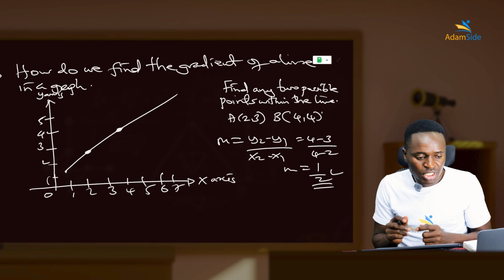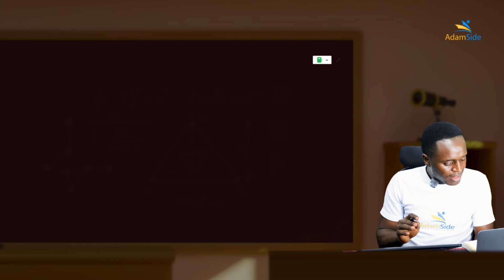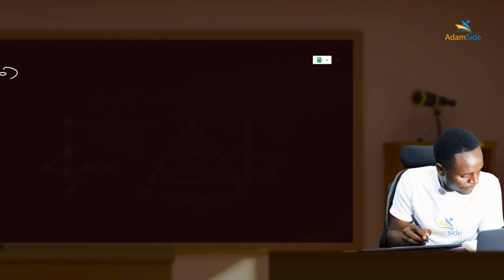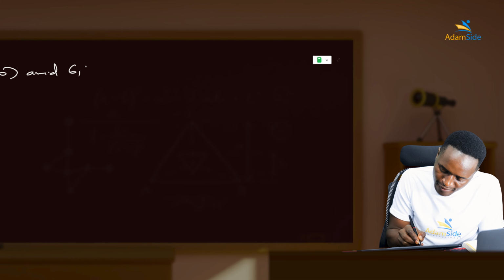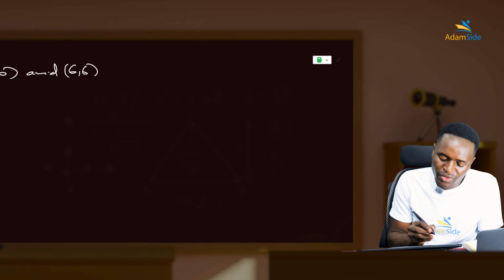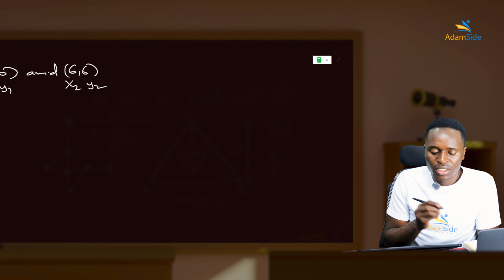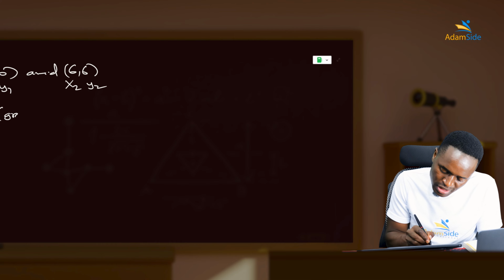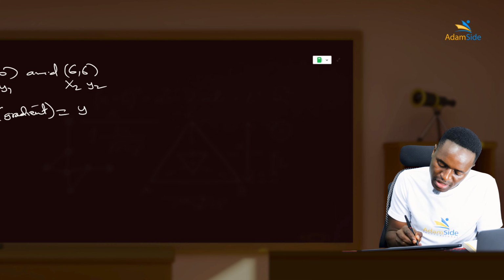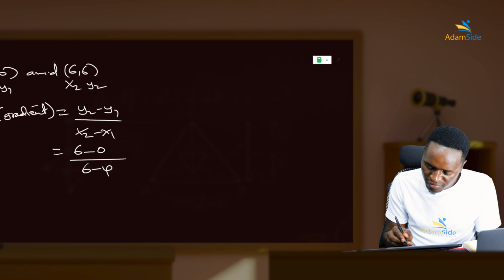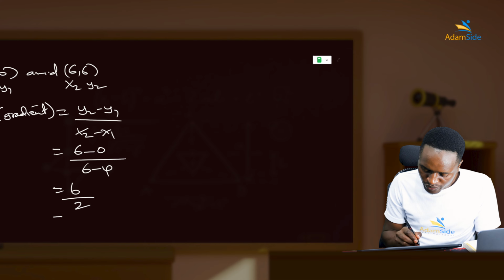I'm going to solve as many questions from this unit. Let's see. Find the gradient of the line through each pair of points. So we have been given coordinates (4, 0) and (6, 6). How do you find the gradient? We have this as x1, y1, and this as x2, y2. We say M, which is denoted as the gradient of a line, is y2 minus y1 over x2 minus x1. So y2 is 6 minus 0 over 6 minus 4. So you get 6 over 2. You get your answer 3, which is the gradient.